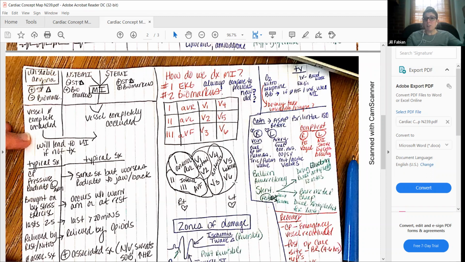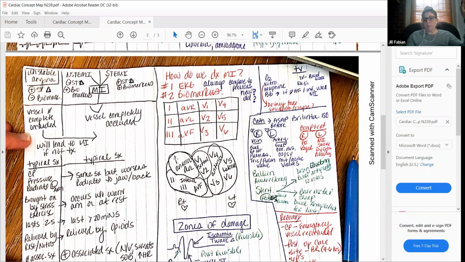Yes. You need to know that V3 goes with V4. You need to know that V5 goes with V6. You need to know that V5 and V6 are left lateral. You can see the left side of the heart. You need to know that this is left anterior. This is septal. V1 and V2 is septal. That this is right lateral.